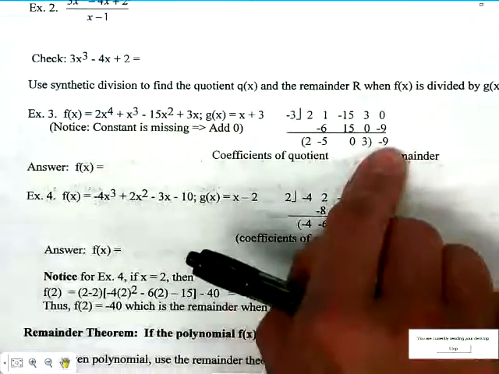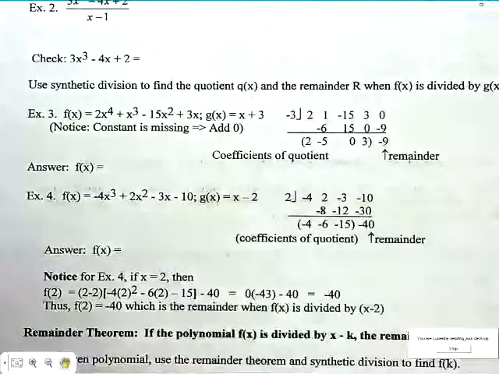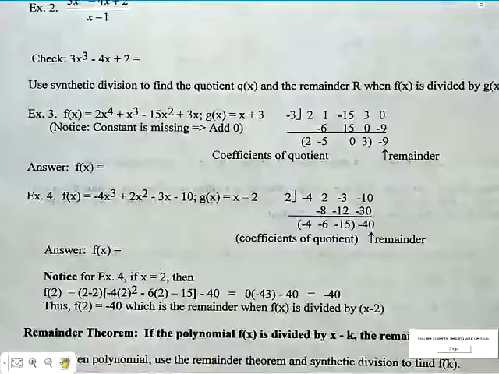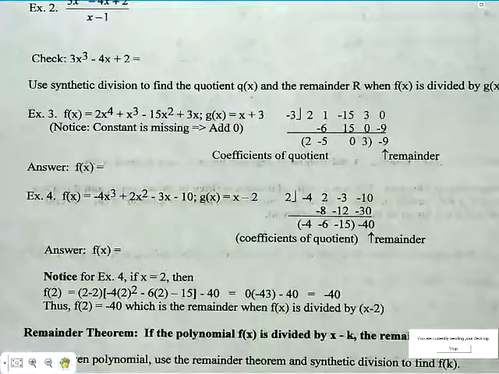Now, is there anybody who just needs to see one more quick synthetic division, or are we okay on synthetic division? No request for an example. That's why I typed the next several examples so we could just move through it really quickly.